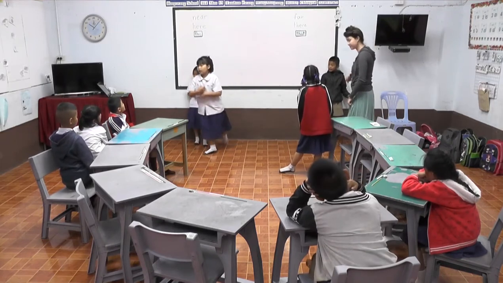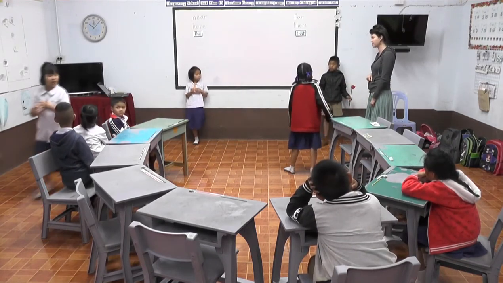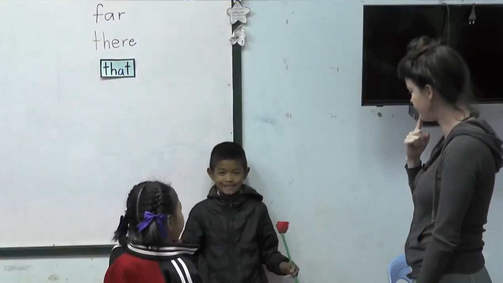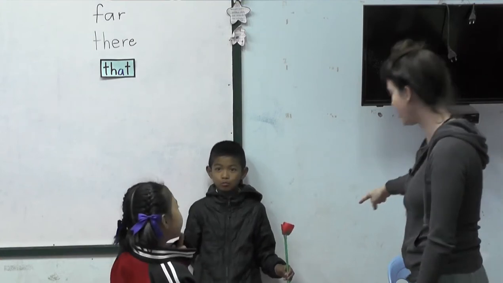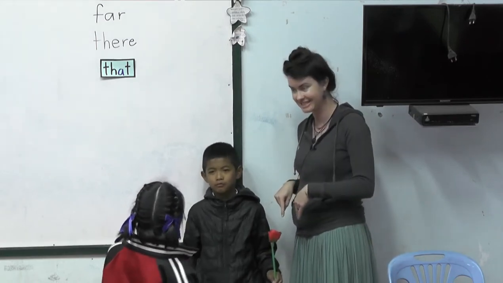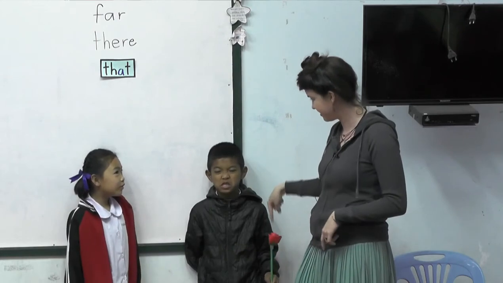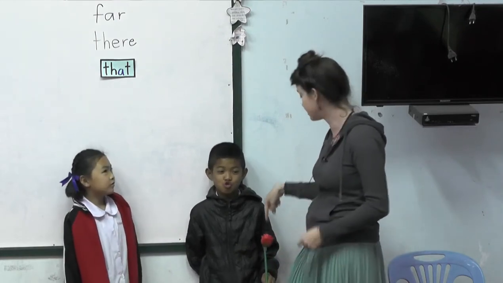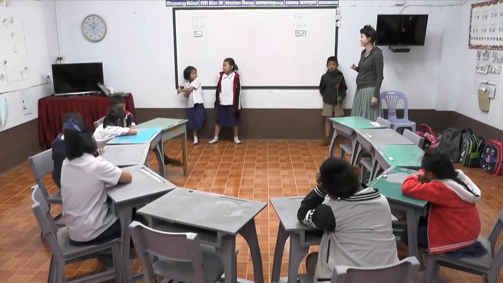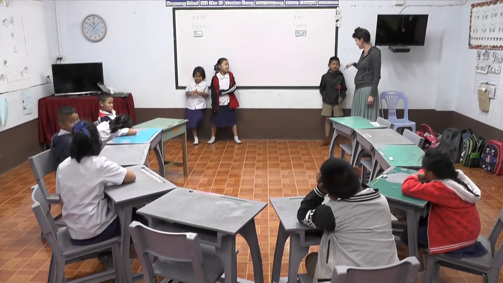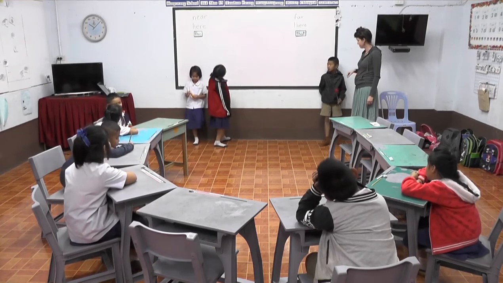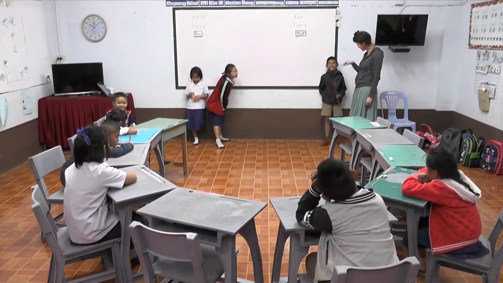Good. Can you show us this rose? If I'm standing over here, do I say this rose? No, I need to be standing next to it and say this rose. Can you show us? This rose. Or flower. This flower. Good. What about over there? This chicken. Good. And what about the flower now? If you stay there. That flower.